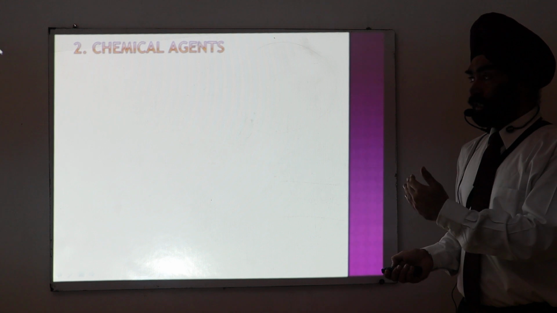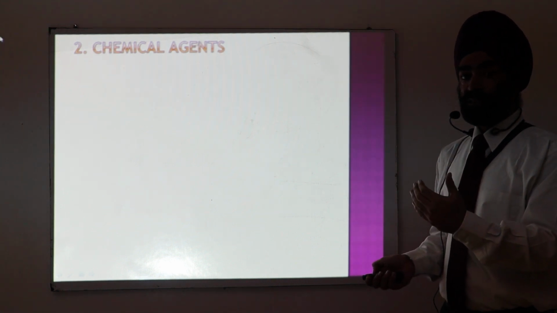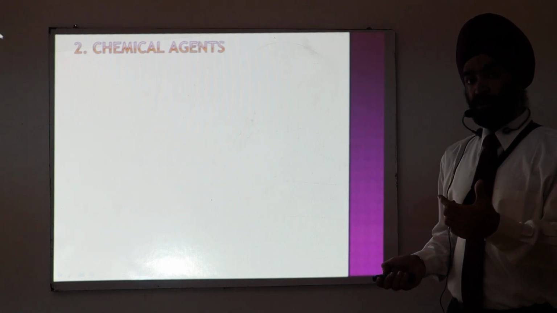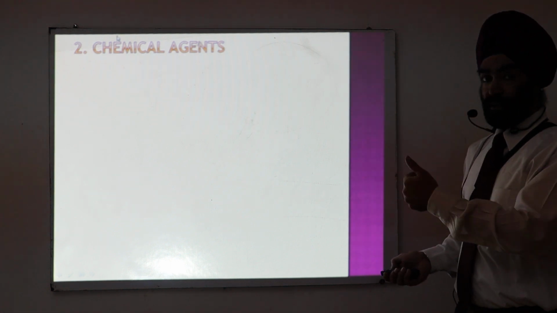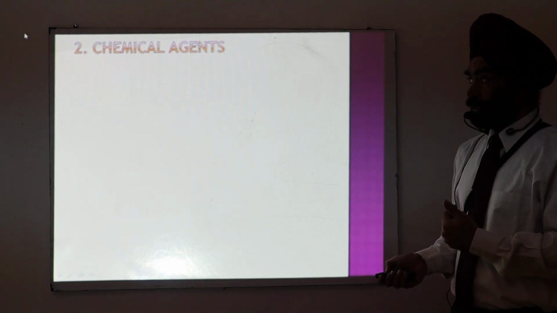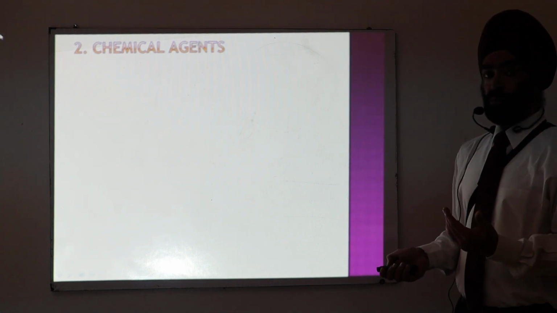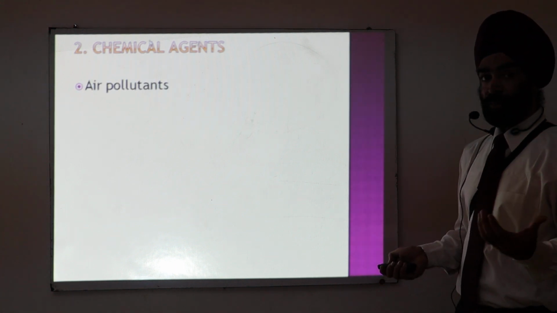Now the name of this chapter is the injury causing agents. I have told you that one of the major causes of injury is ischemia and hypoxia. I will discuss other agents which can produce injury in our body. The second important agent is the chemical agent. There are so many chemicals which can produce injury to our body. I'm just giving some examples.